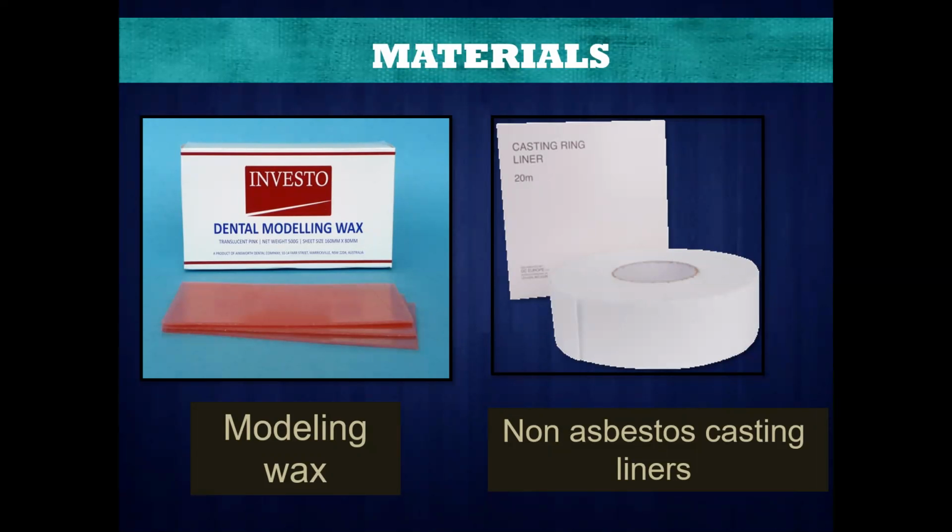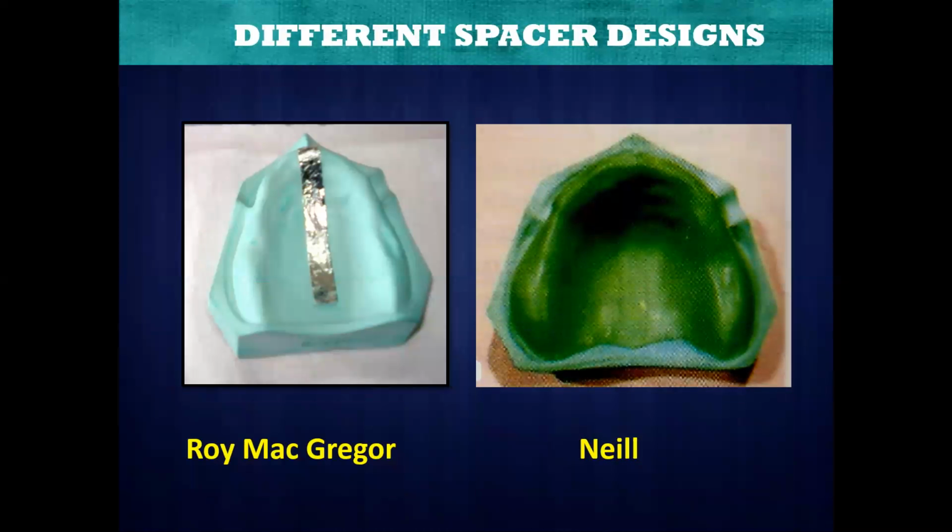These are the materials which can be used for fabricating spacer: modeling wax, in case you are making the tray with the help of acrylic, or you can use a non-asbestos casting liner if you are fabricating the tray using the shellac base plate. Then we have different spacer designs. Various authors have given different spacer designs.